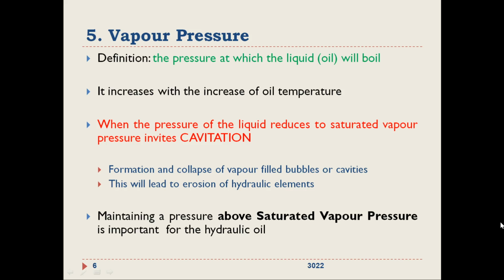Now the next property is vapor pressure. I think we have discussed this in the first module, fundamentals of fluid mechanics. It is the pressure at which the liquid, in this case oil, will boil and change its phase from liquid to vapor. When the oil temperature increases, the vapor pressure of the oil also increases. So what is the effect of vapor pressure? It is none other than cavitation.